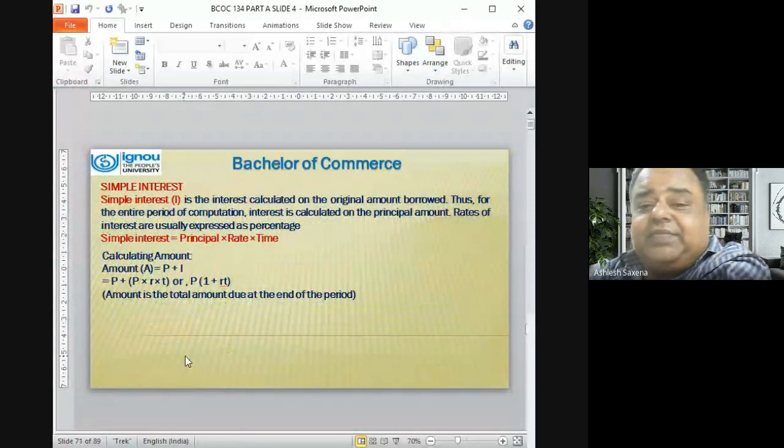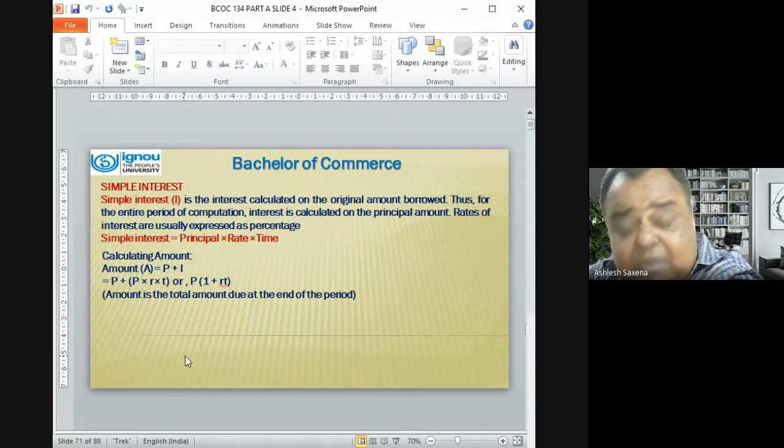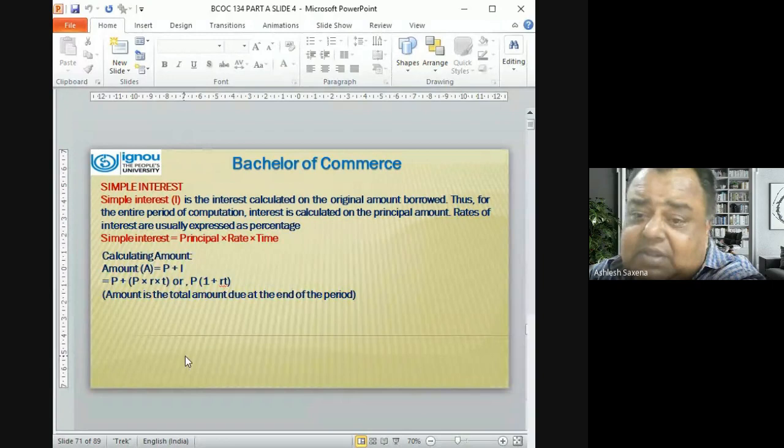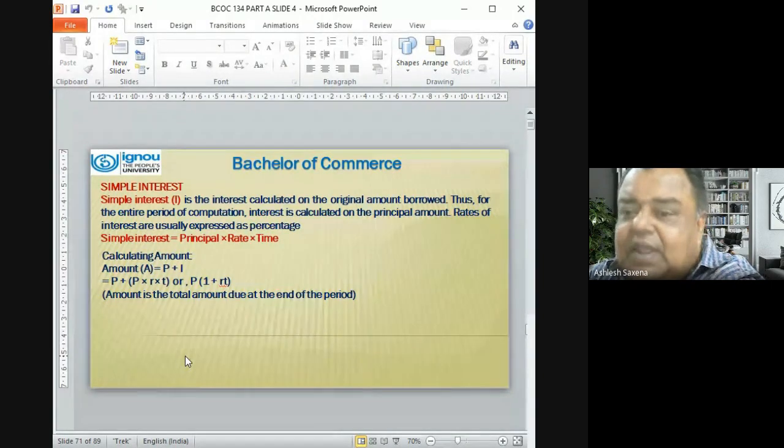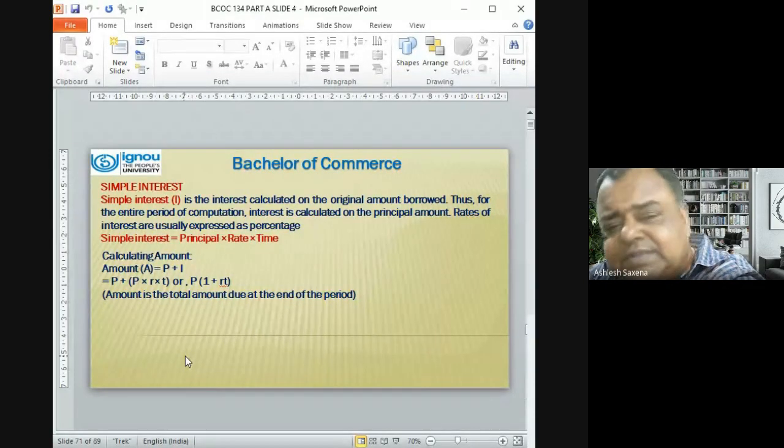Simple interest. Simple interest is the interest calculated on the original amount borrowed. Thus, for the entire period of the computation, interest is calculated on the principal. Rates of interest are usually expressed as a percentage. Your simple interest is principal into rate into time. Your amount is principal plus interest.